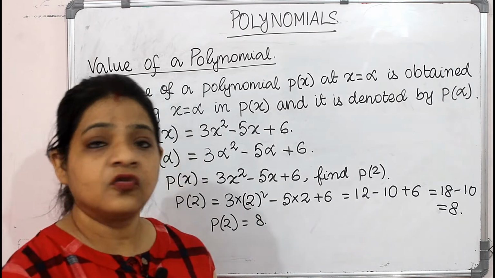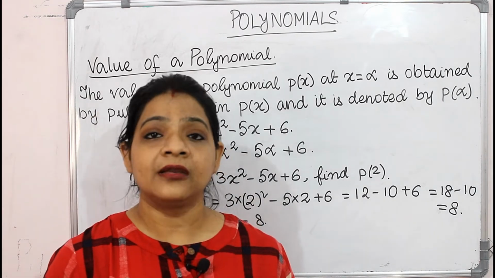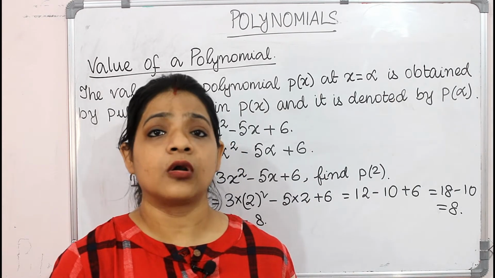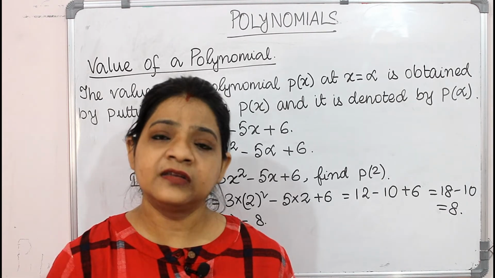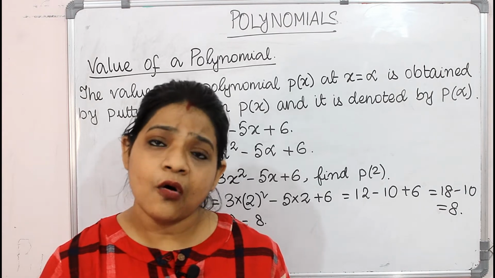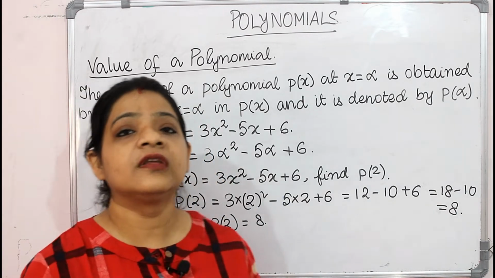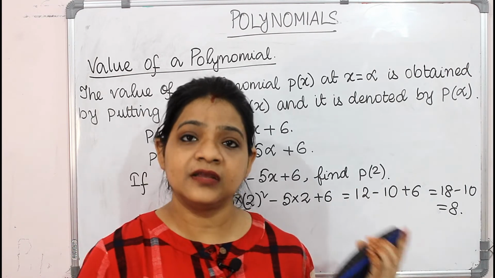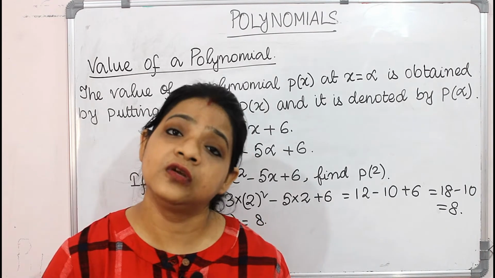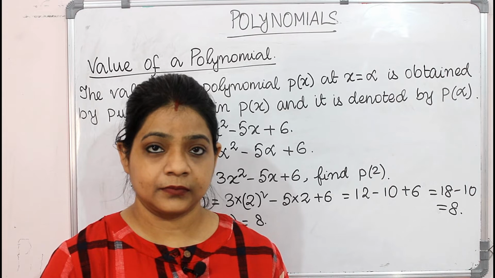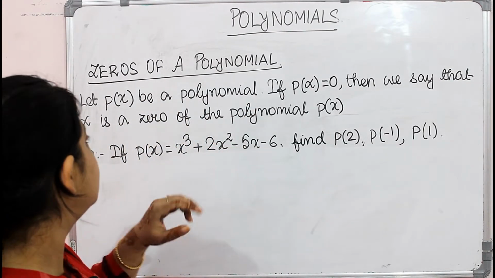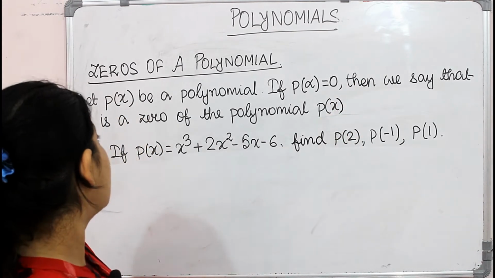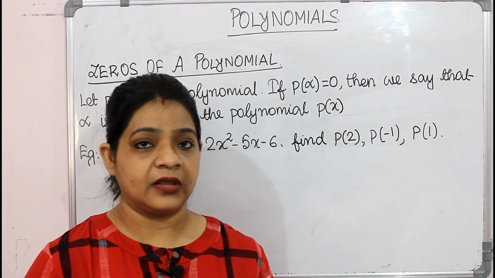So the value of p(2) is equal to 8. This is the value of the polynomial, where you replace the variable present in the polynomial with some other term. It may be alpha, a, b, or simply numbers like 2, 3, 4. I think the concept of value of a polynomial is clear to you. So let's move on to zeros of a polynomial. By zeros of a polynomial, we mean: let p(x) be a polynomial. If p(alpha) equal to 0, then we say that alpha is a zero of the polynomial p(x).